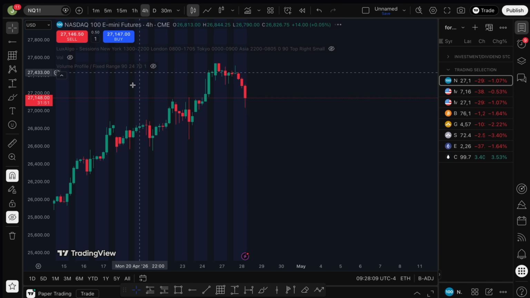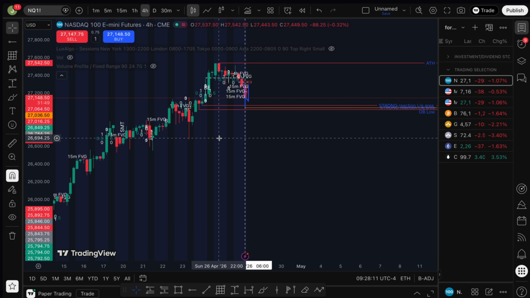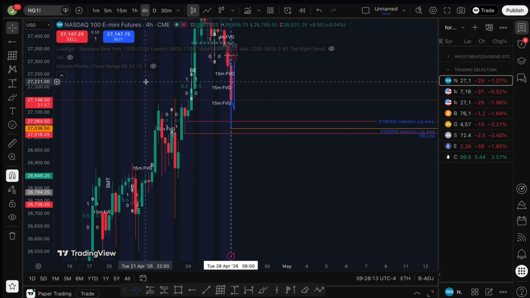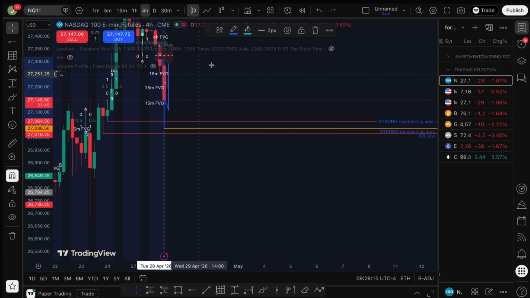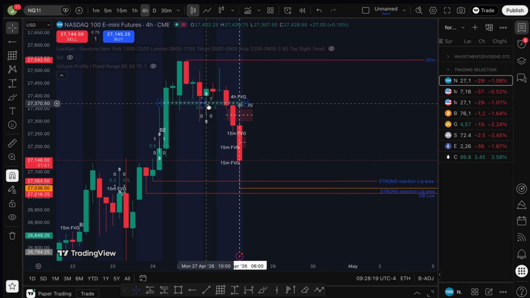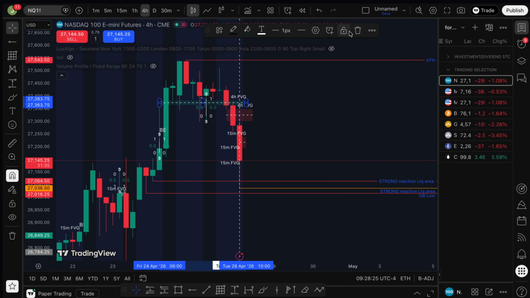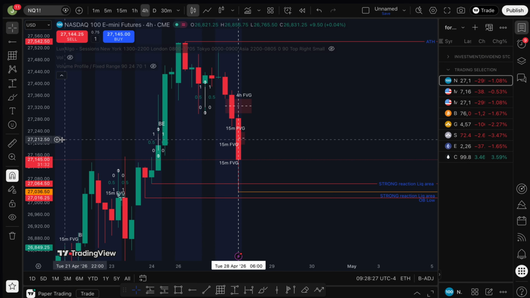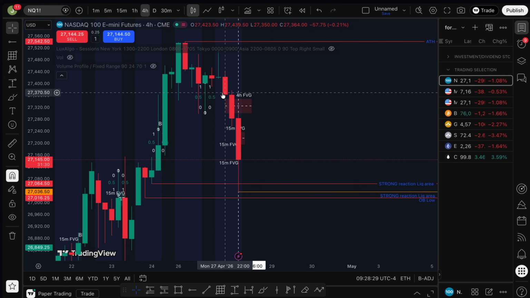Let's go into the 4 hour real quick. Let me erase this actually. So we inverse this 4 hour gap we previously was holding, respected, respected, respected, and then disrespected on this candle. So you can just delete that. And now we have a new 4 hour gap right here. There's another 4 hour gap right here, but I'm gonna draw the one right here.